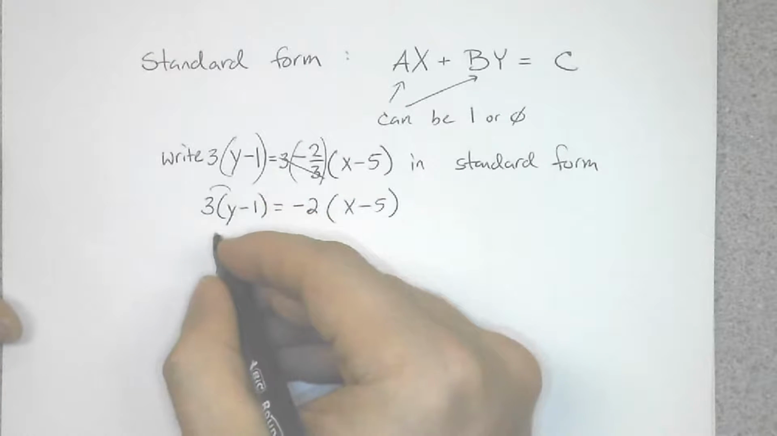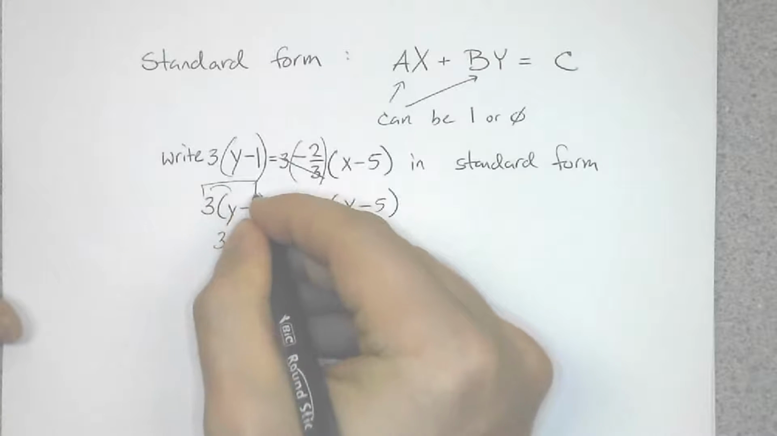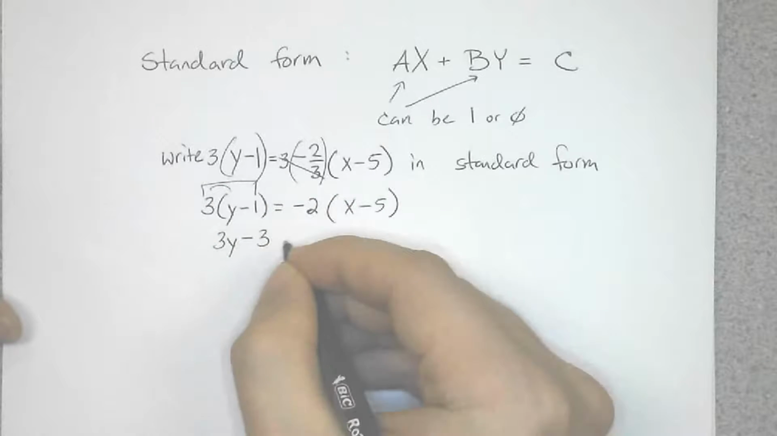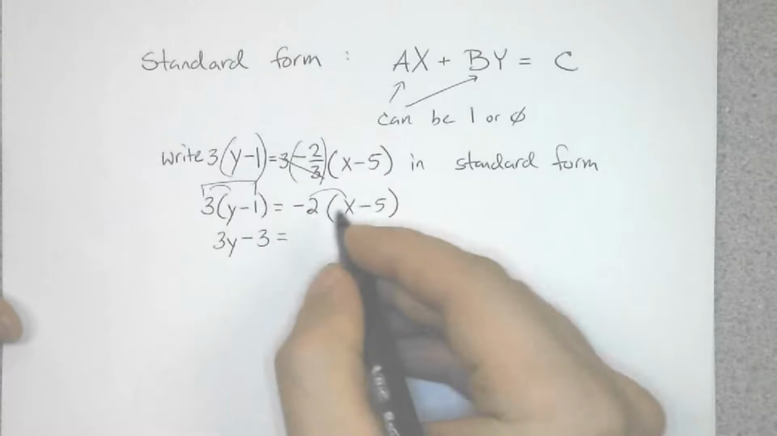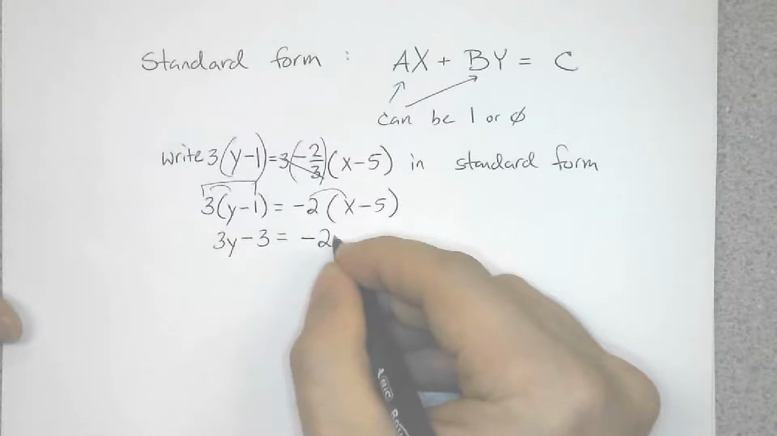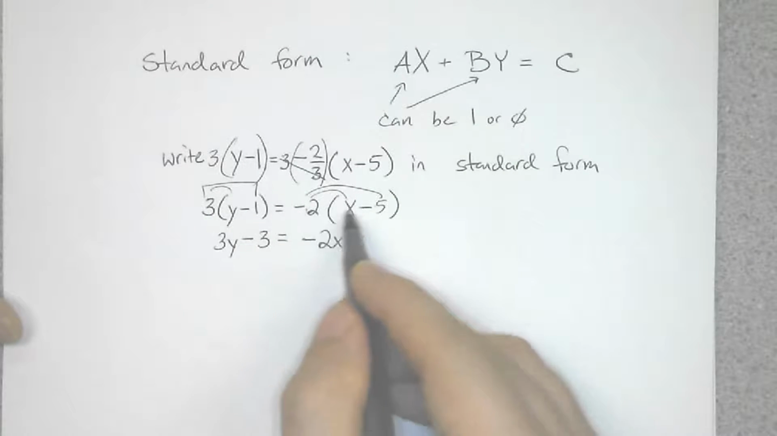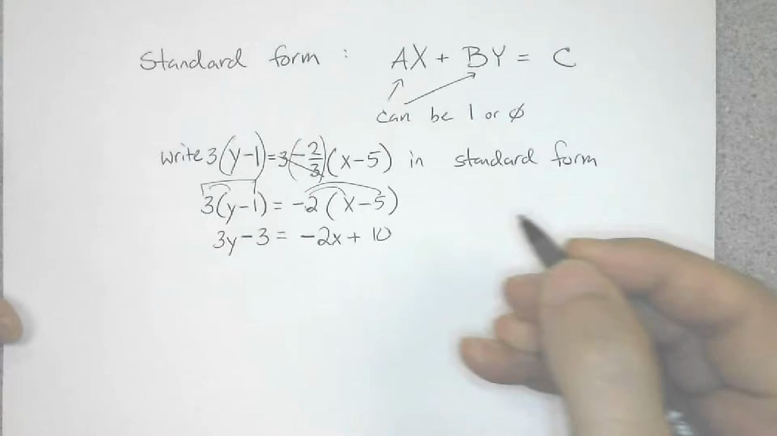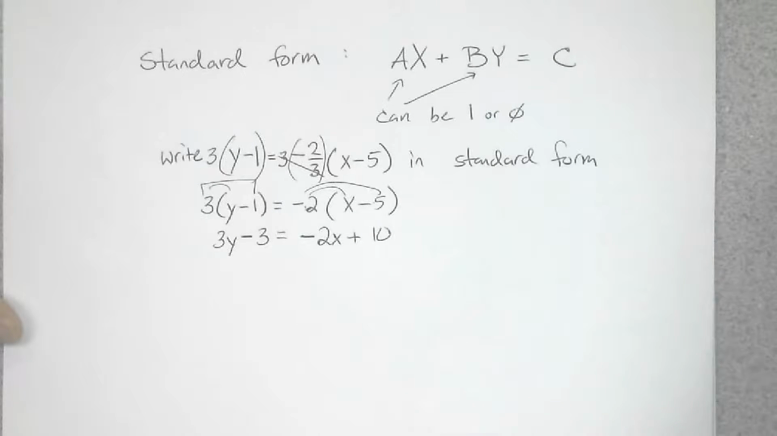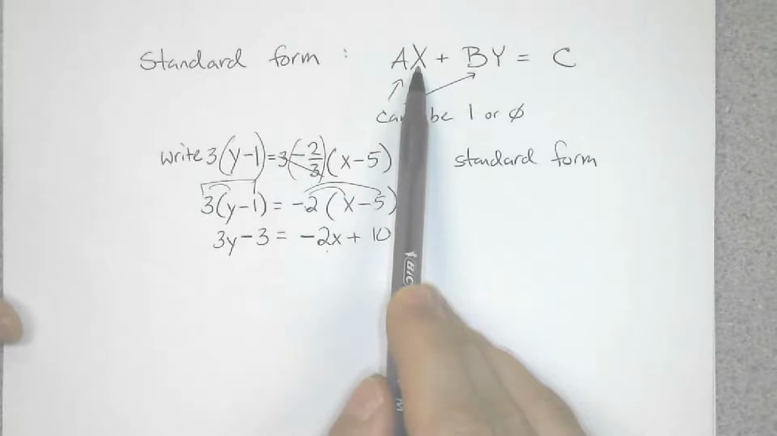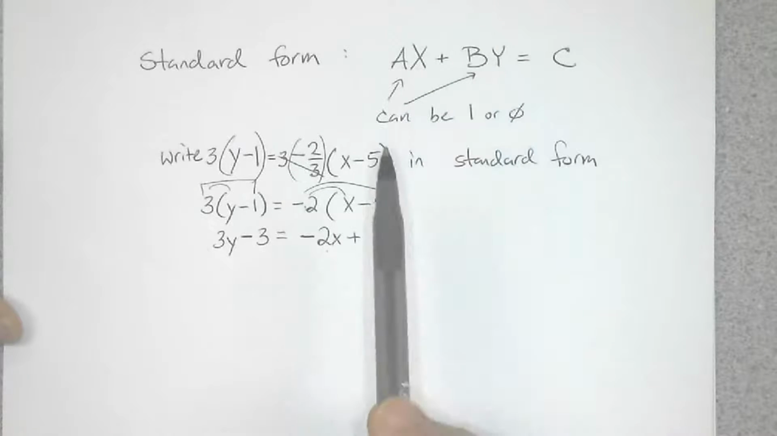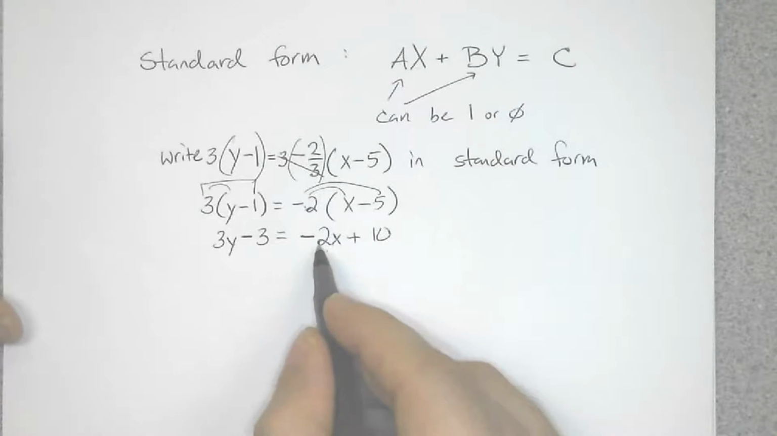Now we just use distributive property. 3 times y is 3y. Right here, signs are different, so we have minus. 3 times 1 is 3. Right here, signs are different, so we have minus. 2 times x is 2x. Right here, signs are the same, so we have plus. 2 times 5 is 10. Now, we go ahead and put this all the way in standard form, meaning we have our x's and y's on the left, and we have our numbers on the right. One thing to keep in mind, though, with standard form is, remember, x, then y, just like the alphabet. So be cognizant of that.